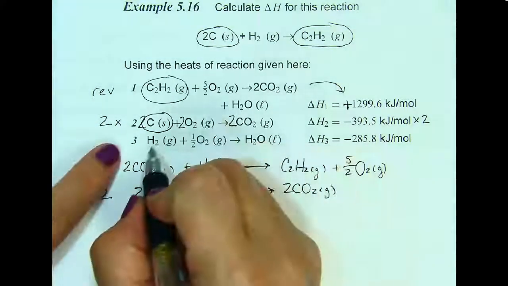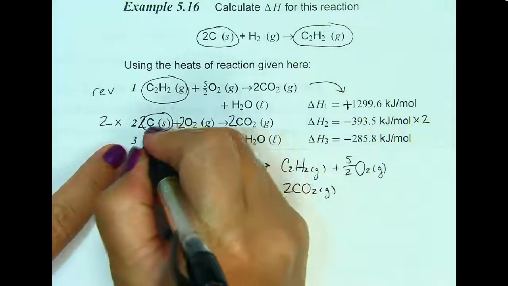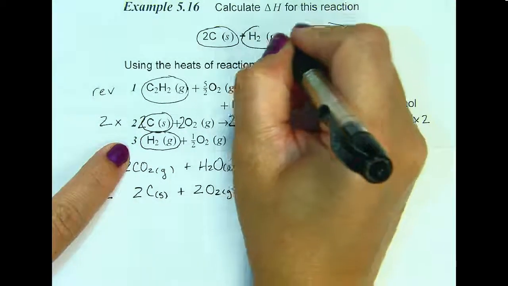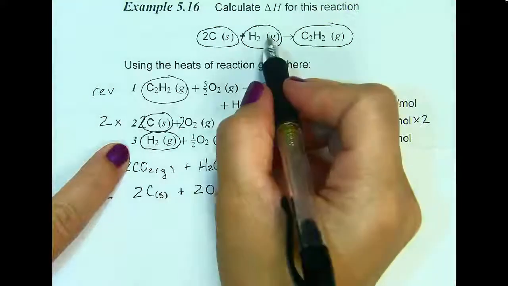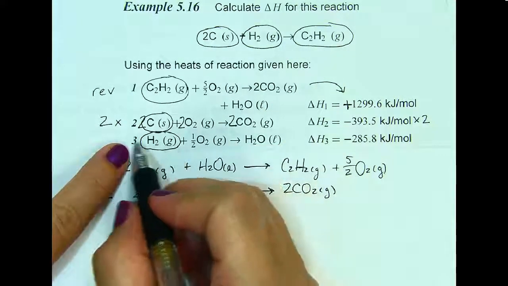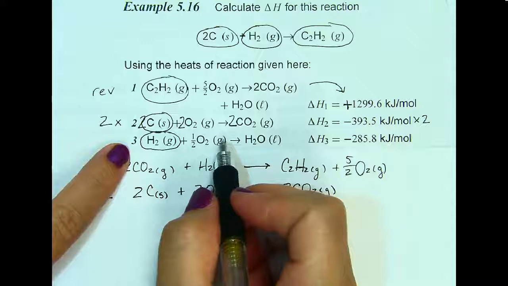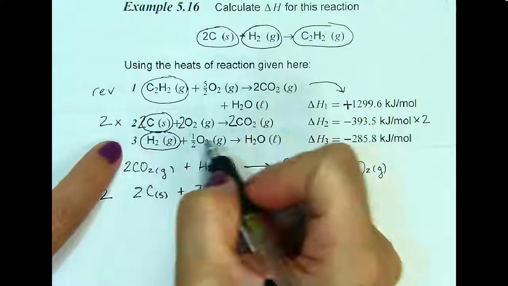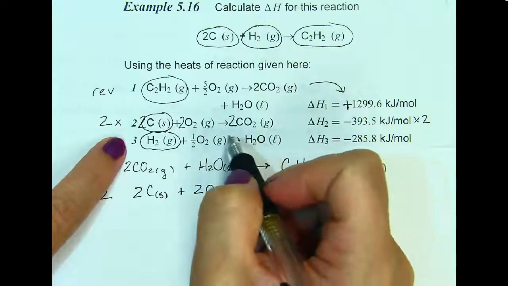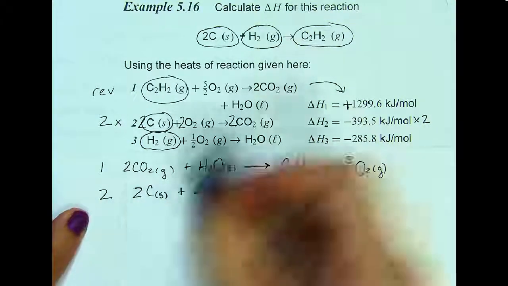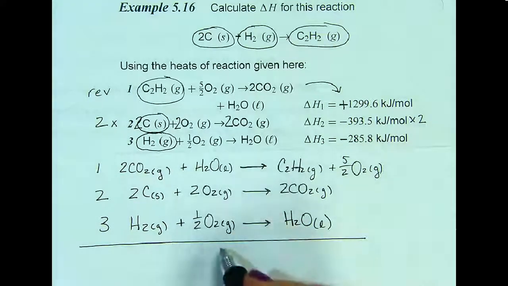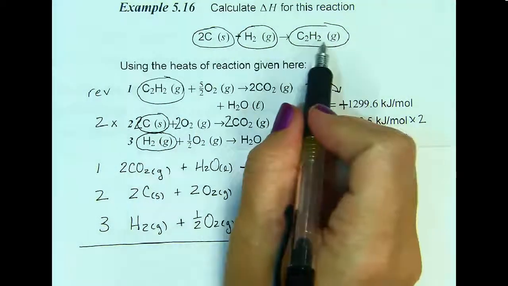Finally, we'll look at equation 3, and it has the hydrogen gas in common with my equation above. Both are on the reactant side, so I do not have to reverse the reaction. They both have the same coefficient, so I don't need to multiply this equation by anything. So I'm going to recopy equation number 3 down below as well. These 3 equations should combine and give me the equation up here.